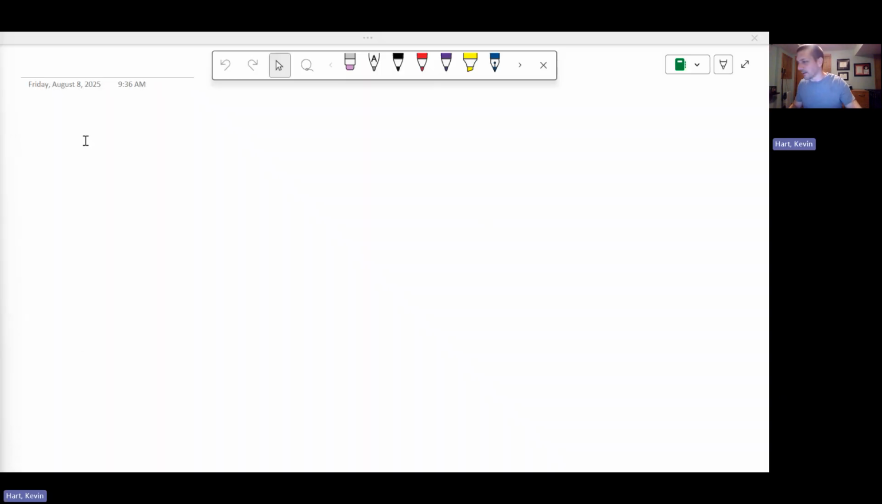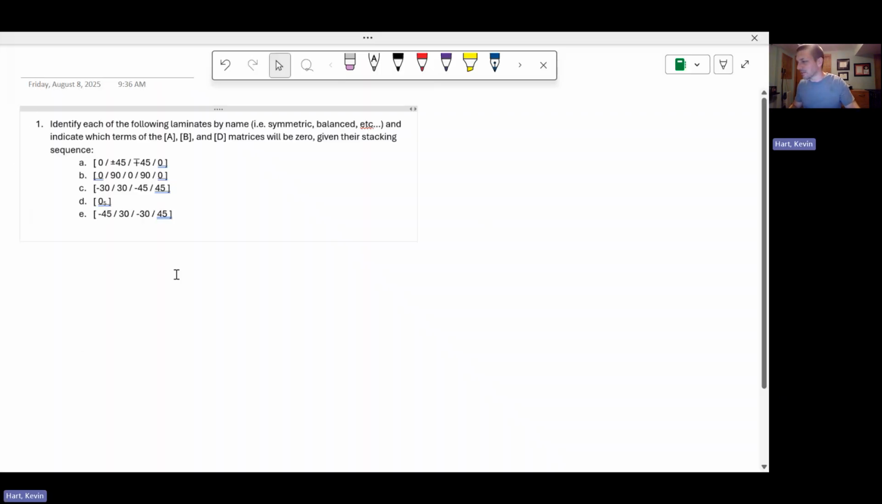Number one is about laminate stacking sequences. So let's talk about this. Identify each of the following laminates by name and indicate which terms of the ABD matrices will be zero. Hopefully you've looked at the lecture notes at this point and you understand what a stacking sequence is. It's basically how unidirectional fabrics are going to be placed to give you some sort of laminate construction, right?